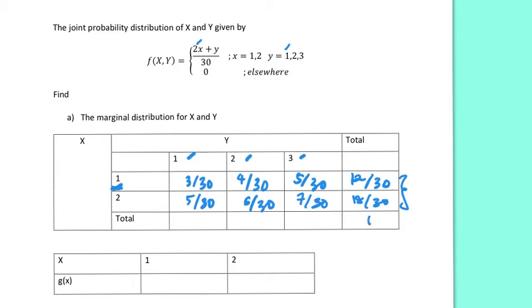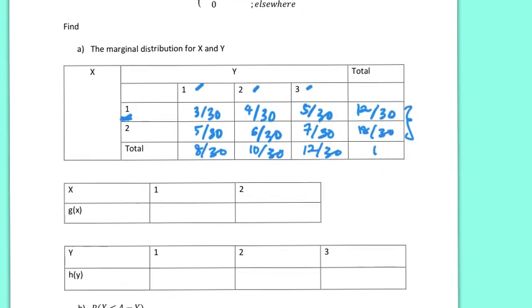And then you need to calculate the total for each column. This one is 8 over 30, then 10 over 30, and then 5 plus 7 is 12 over 30. Since I'm not using a calculator, I don't get the simplified value. If you're using a calculator, you write the final answer in the simplified version. For example, here we have 10 over 30, so it is going to be 1 over 3. So this is the joint probability distribution table.